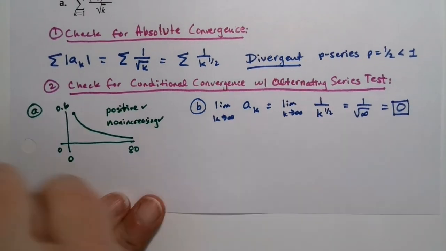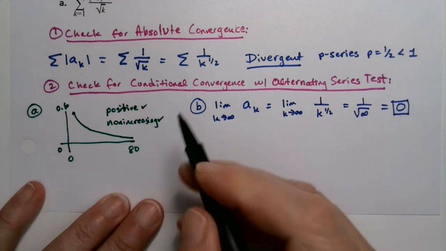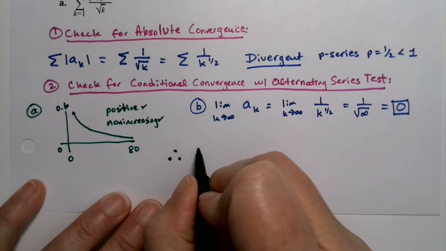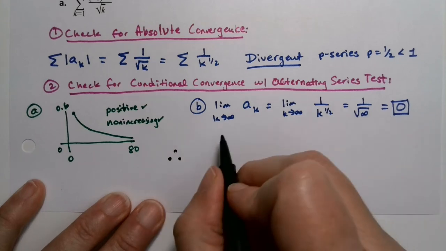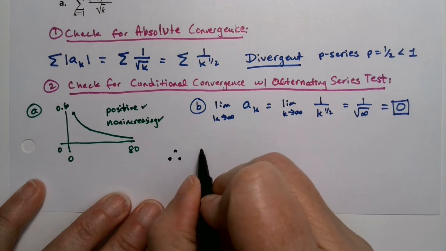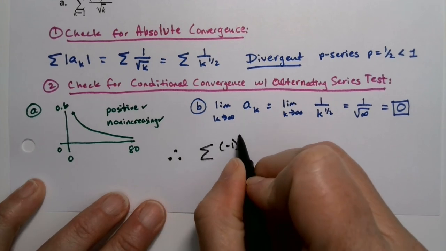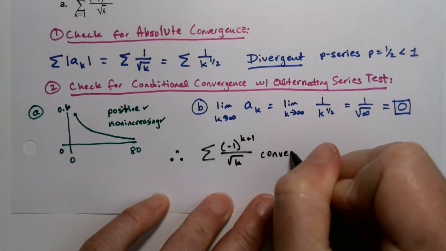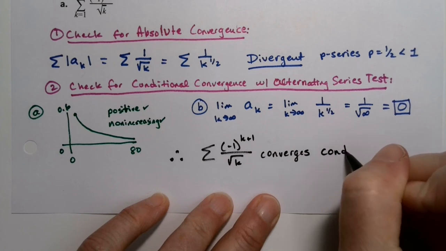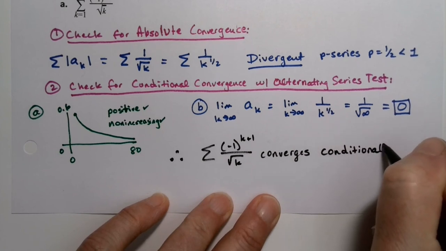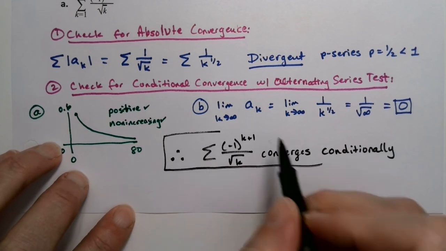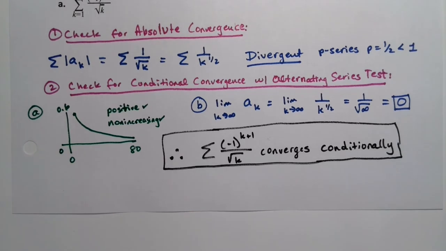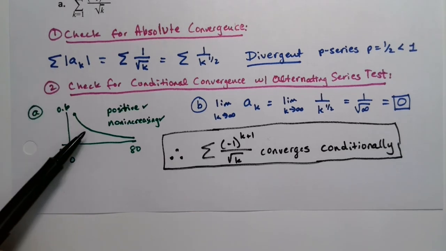So therefore, these two pieces put together mean that the series, right? Oh, this converges by the alternating series test. So therefore, negative 1 to the k plus 1 over the square root of k converges conditionally. And converges on condition that we're alternating. If we're not alternating, it diverges. That's what this part proved. That's a conditional convergence. Diverges when it's positive, converges when it's alternating.